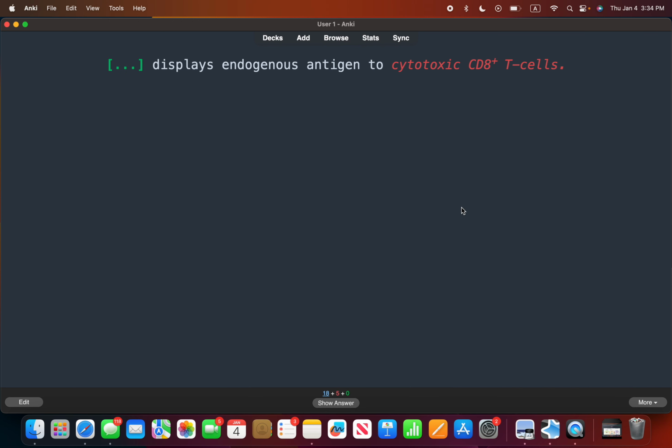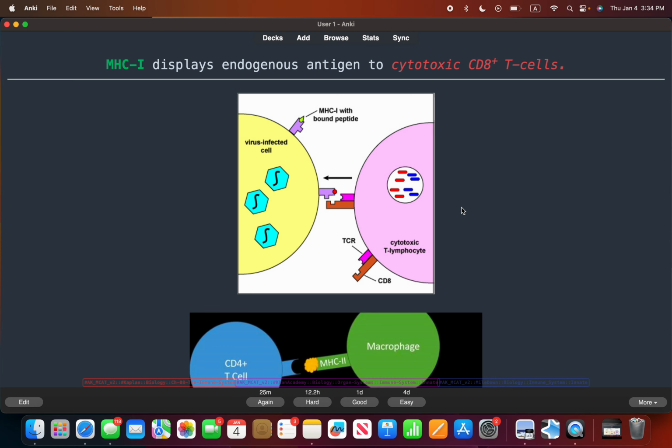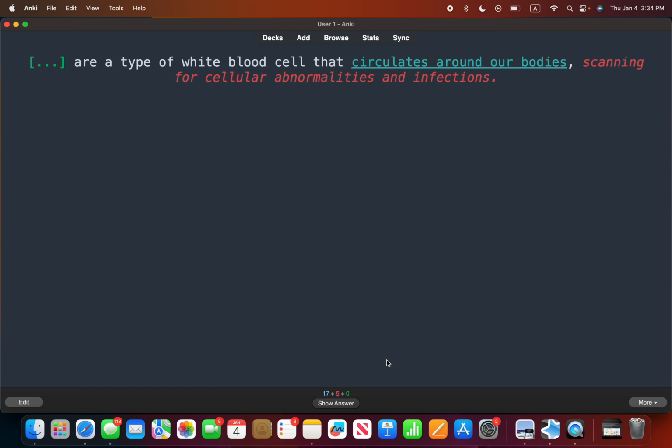What displays endogenous antigen to cytotoxic CD8 plus T cells? It should be MHC1, and MHC stands for major histocompatibility complex 1, right? Yeah, we got that right.